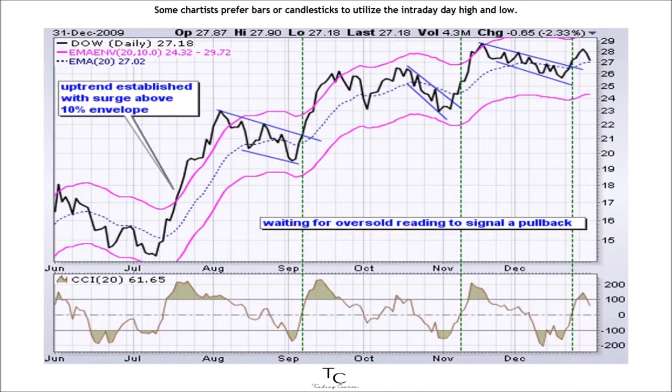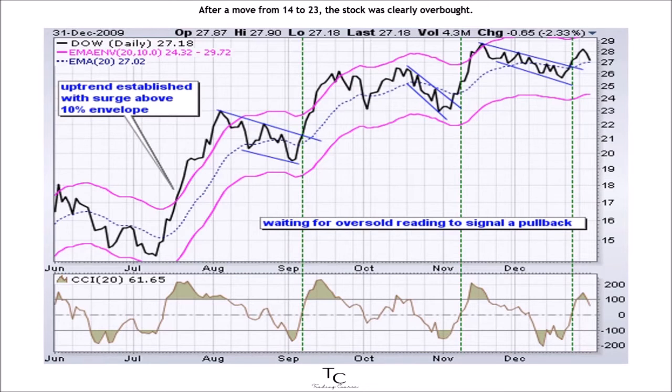Some chartists prefer bars or candlesticks to utilize the intraday day high and low. Notice how Dow surged above the upper envelope in mid-July and continued moving above this envelope until early August. This shows extraordinary strength. Also, note that the moving average envelopes turned up and followed the advance.